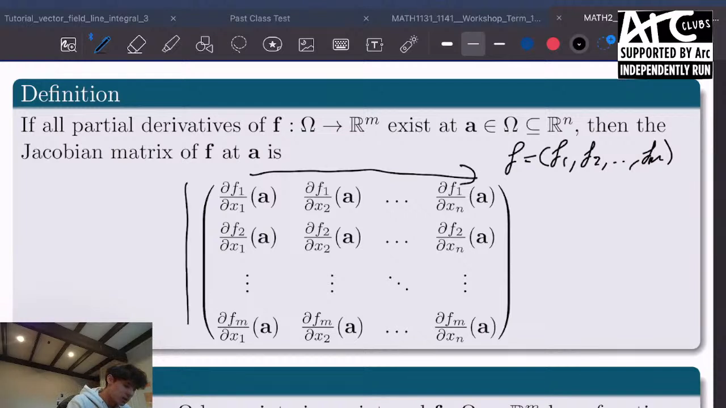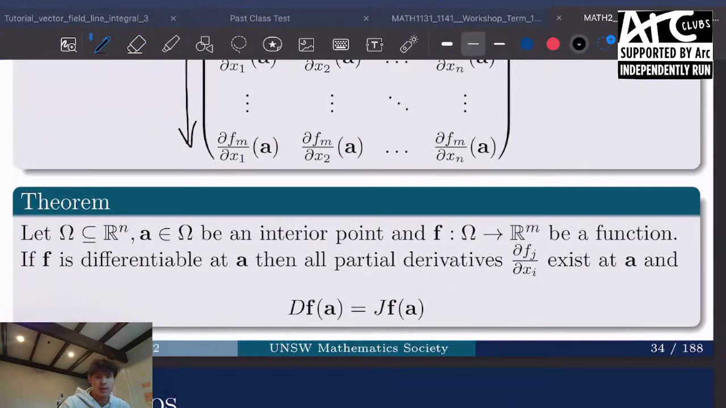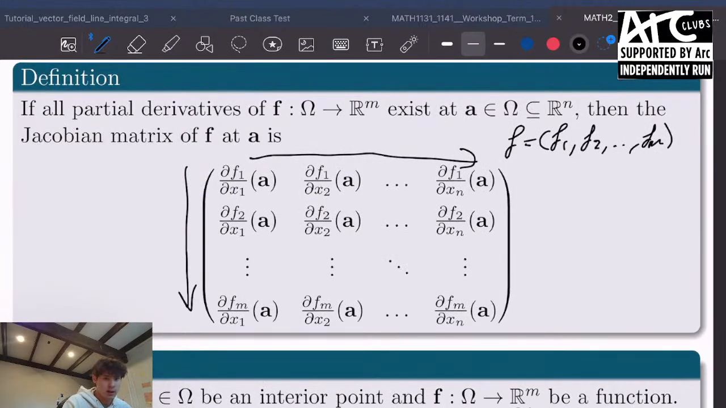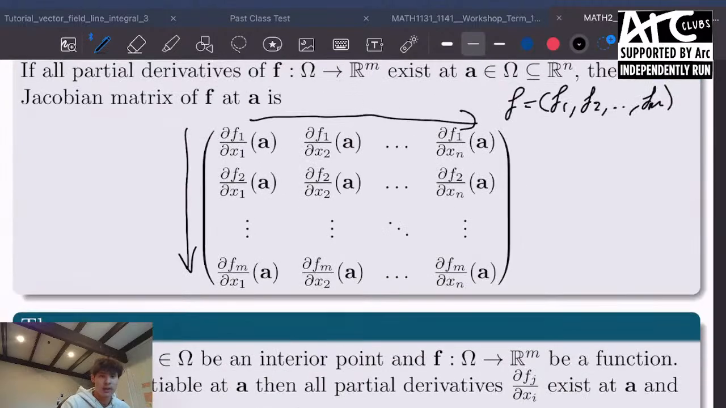Now, as you go down each column, what you're going to be doing is changing the component function, but keeping the same coordinate that you're differentiating with respect to. Now, we have a theorem here that says that if we're working with an interior point and some function from Rn to Rm, and if f is differentiable at some point A, then all the partial derivatives exist at A, and furthermore, the derivative of f at A is equal to the Jacobian matrix at A. Okay, so that makes our Jacobian matrix very powerful because assuming these conditions hold, that is the derivative of the function.